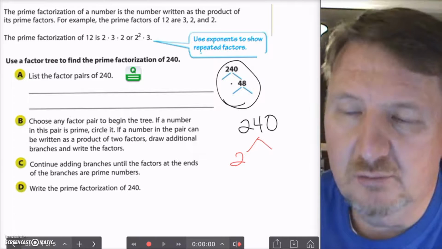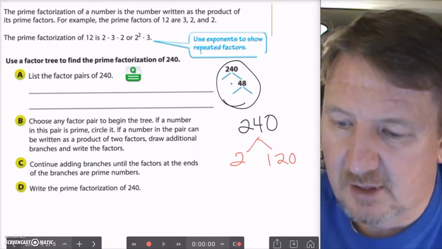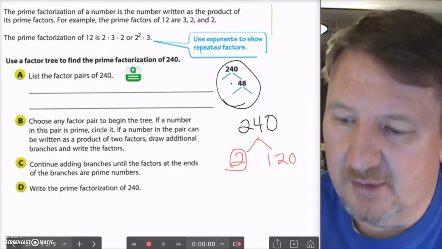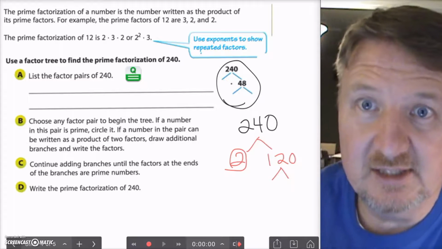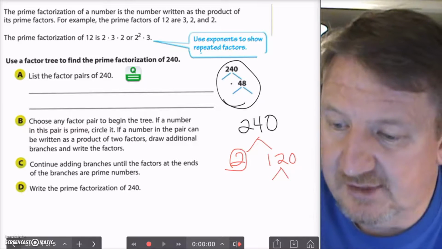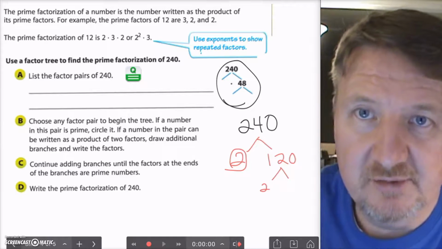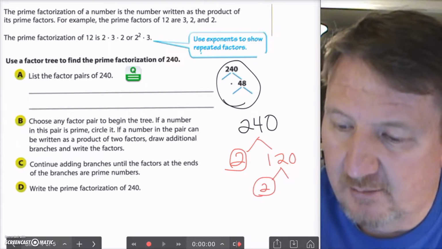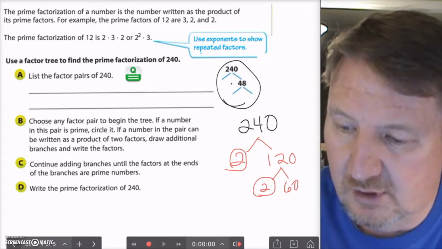So I'm going to say 2 will go into 240 120 times. Okay, so now I'm sitting there with 2 as a prime number, so I don't have to worry with that anymore. 120 is not prime, so I get to continue to factor this out. Once again, I'm going to pick a small number. I know it's even, so it's divisible by 2. That's going to be prime, but 2 times 60 equals 120.